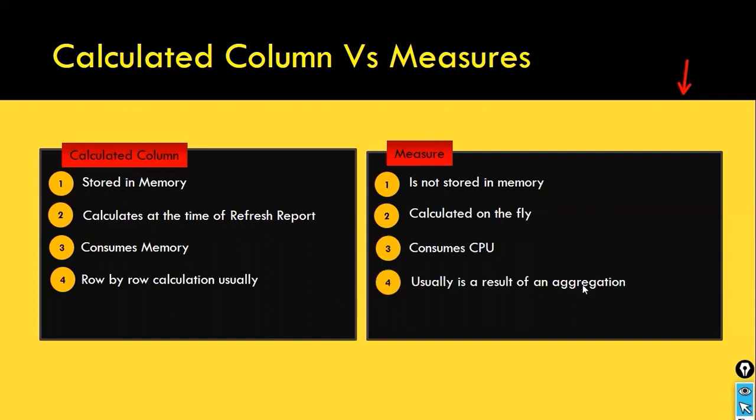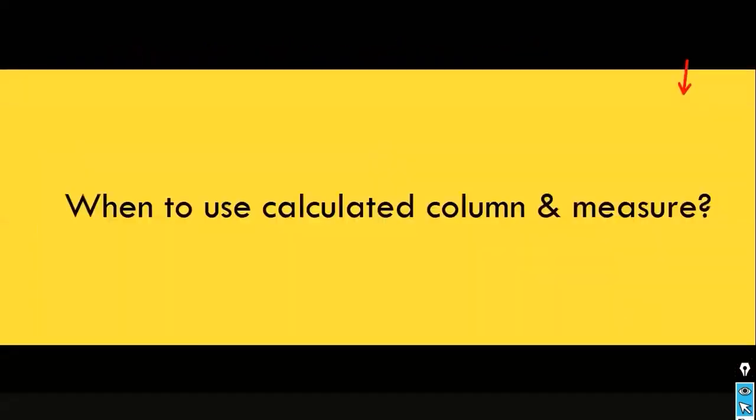And here, usually it is a result of an aggregation. Okay, here it is not necessarily aggregation. You remember list price into quantity gave me the sales amount, but there we are multiplying the columns. We are not doing the aggregation. Aggregation is sum of sales, sum of units sold or quantity, average sales. These are aggregation functions. Measure, we use it most of the time to perform some kind of sum function. So these are the differences between the calculated column and measure.